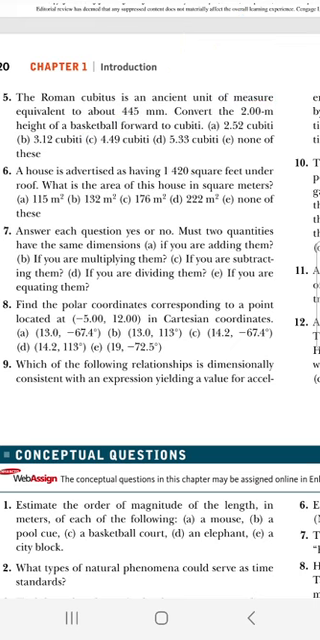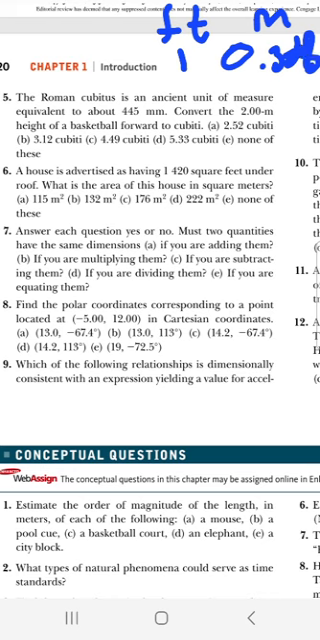So we know that 1 foot is equal to 0.3048 meters, and I have 1420 feet. However, what I have is 1420 square feet. So to convert it, I'll have to do this to the power 2. Don't forget, if it's cubic, you will do it to the power 3. This might be a common mistake.